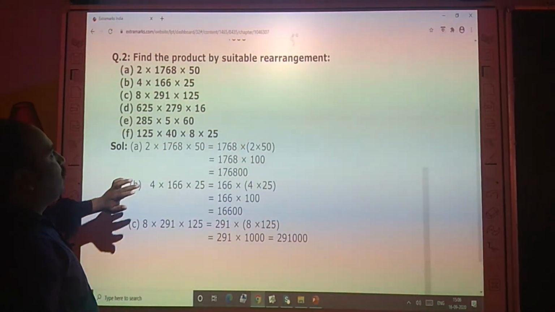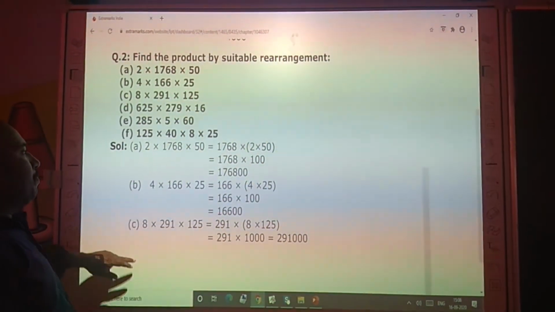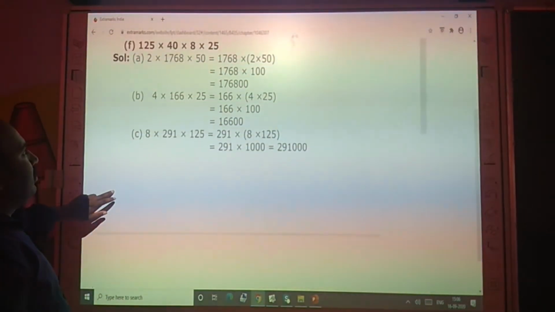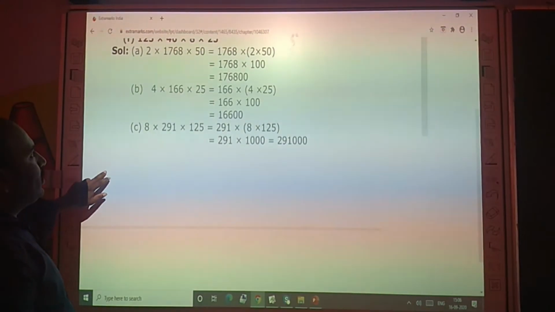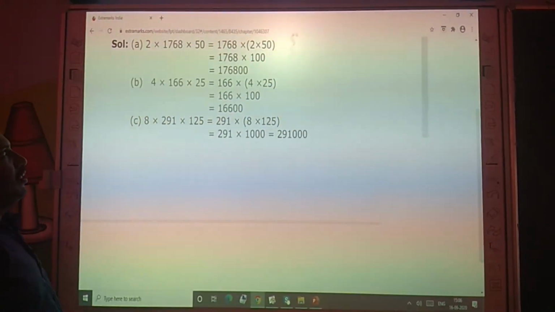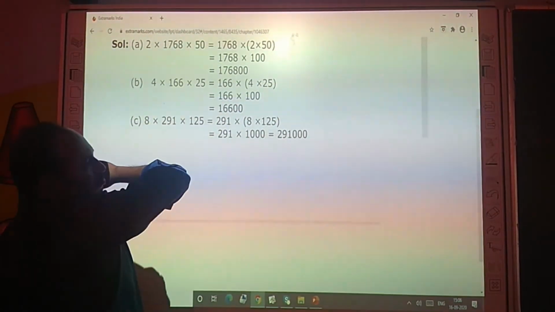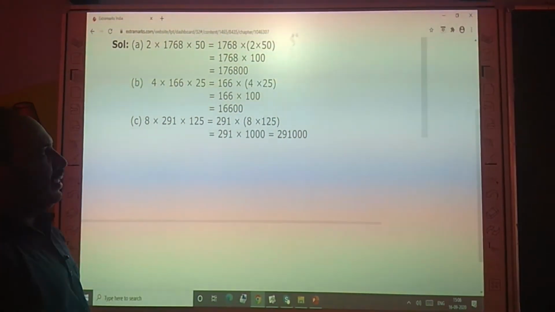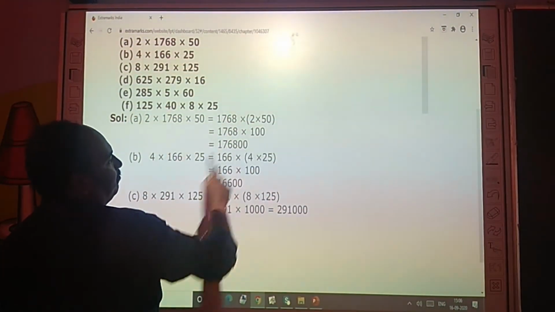The next question, number 2. Find the product by suitable rearrangement. We want to multiply 2 into 1768 into 50. The first number, the smallest number 2, then the last number 50. 2 into 50 is equal to 100.